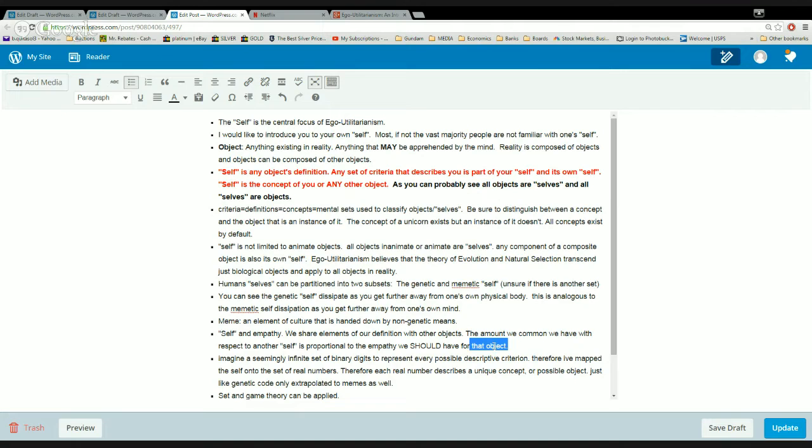So again, I'm going to have more empathy for a human being than for another animal. I'm going to have more empathy for an animal than for an inanimate object. I'm going to have more empathy for an inanimate object made of matter than for something made out of pure energy, just because I share more in definition, just everything that describes me. So proportionally, the amount I have in common with another object. And I'm not sure about the weighting on this, if genetic is more important than mimetic.